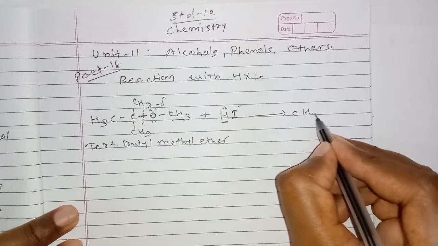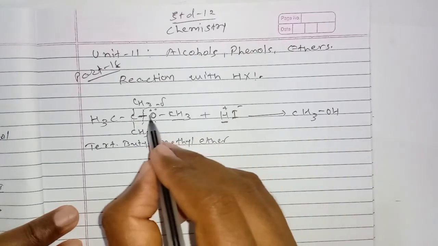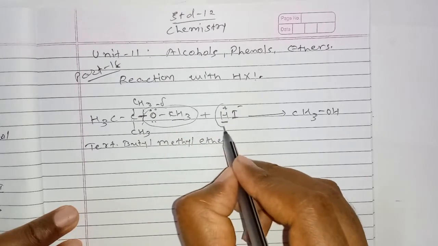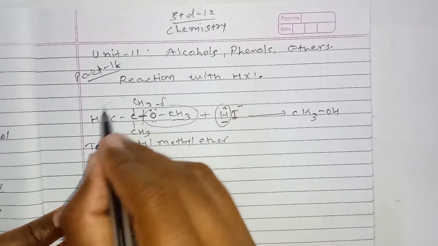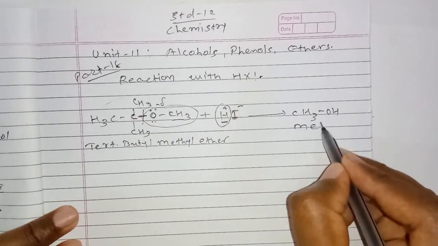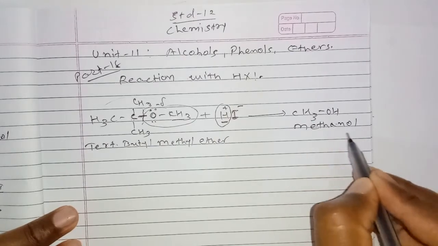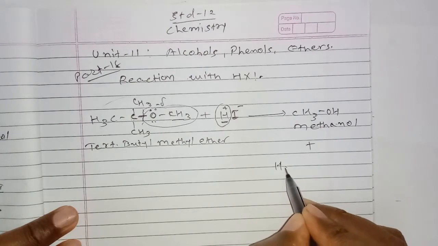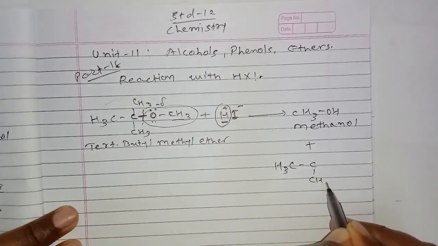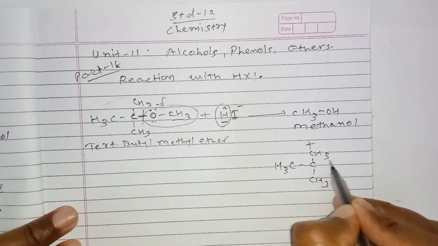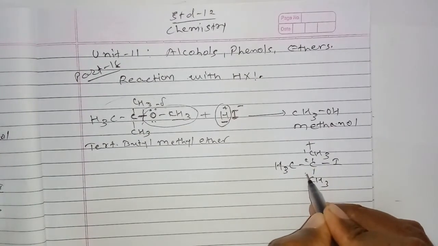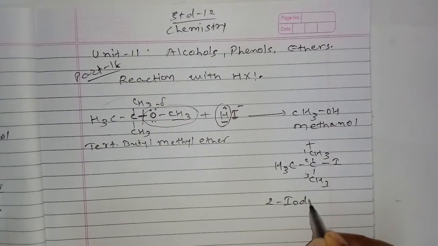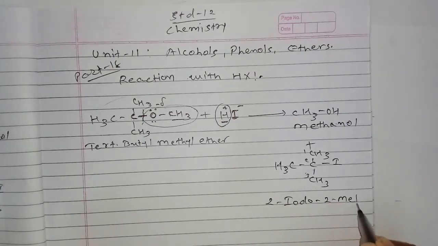It forms methanol, and the rest of the part, the negative part, will attach with the butyl linkage, and it gives CH3 CH3. It is called 1 2 3, 2-iodo-2-methylpropane.